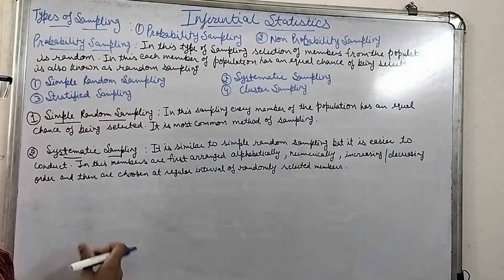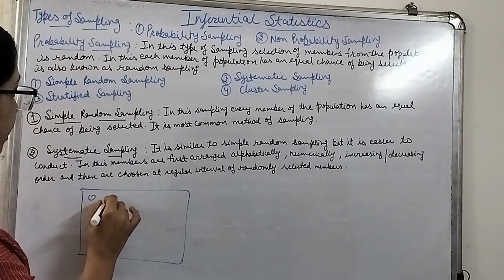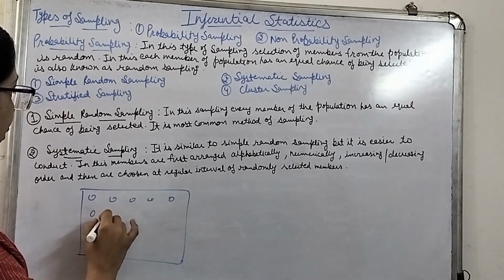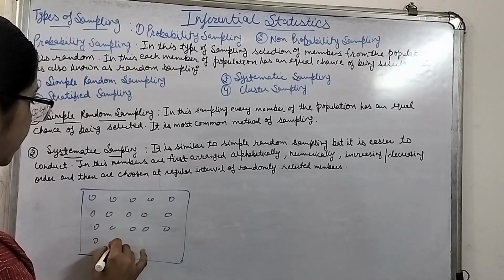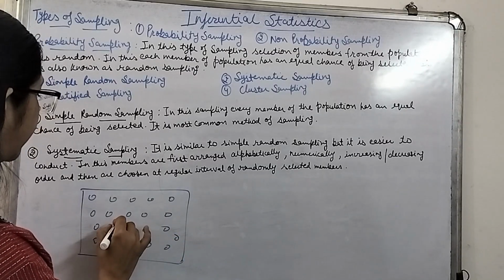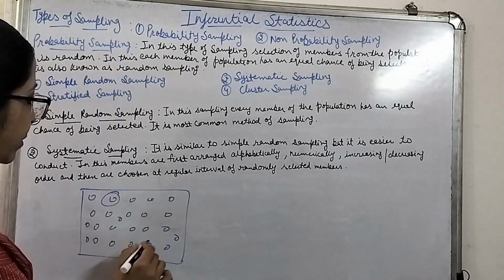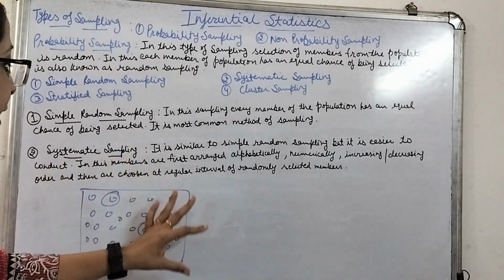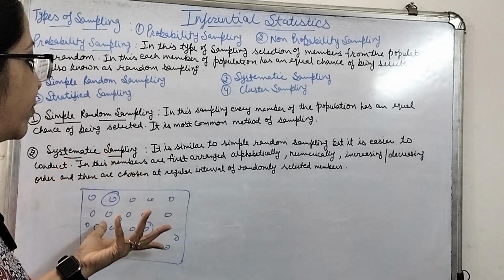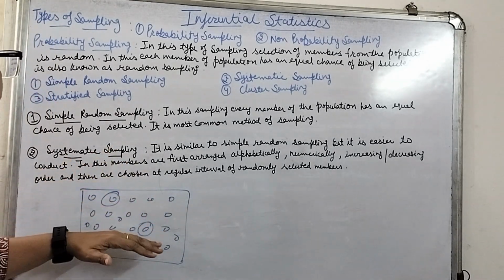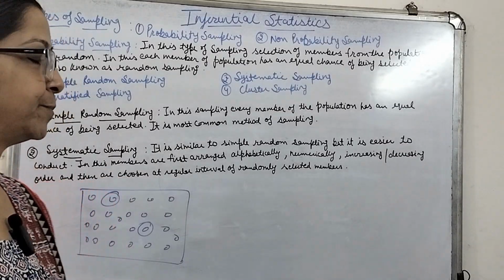How can we represent it? Suppose this is your population. In this population there are multiple members. From this we need to select, say, 2 members. So randomly we pick 1 member and then a second member. Without any bias we are simply selecting 2 members, whichever we want to select. Such a type of sampling is known as simple random sampling.